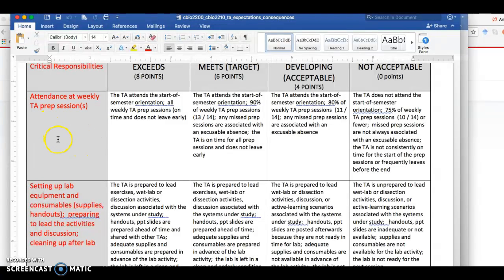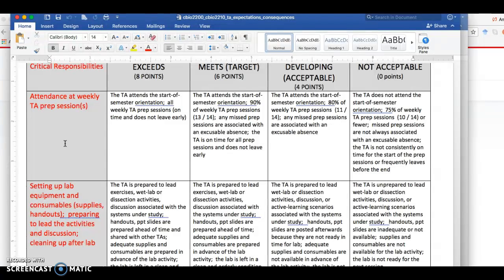Our weekly TA prep sessions are important because this is where you get logistical information that's important for you to understand as you are managing your lab session. And it's also where you get the logistical information that you will have to convey to your students. And it's important that that be done accurately so that we don't have confusion among the students.